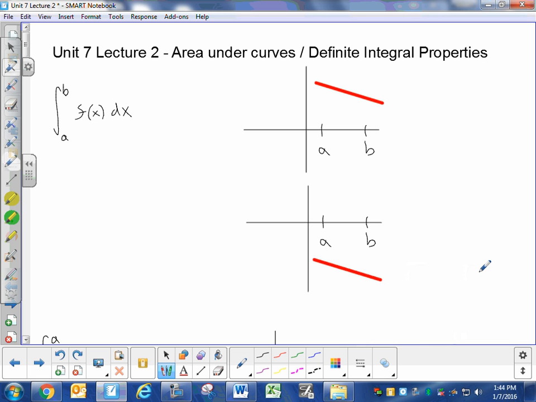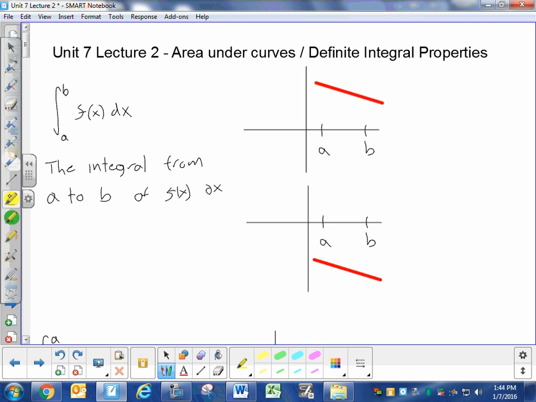Okay, here we go. This is read the integral from a to b of f of x dx. This symbol right here is an infinite sum symbol.